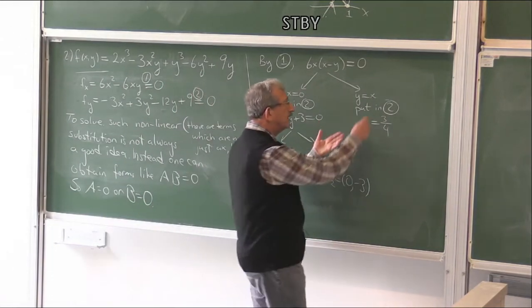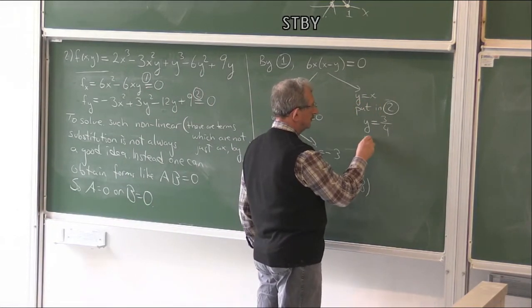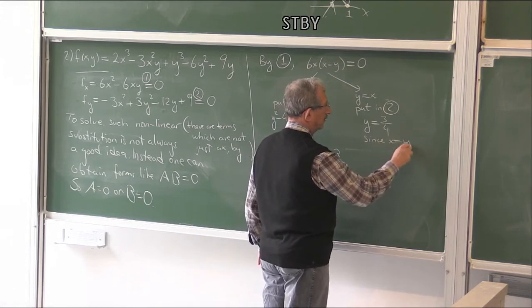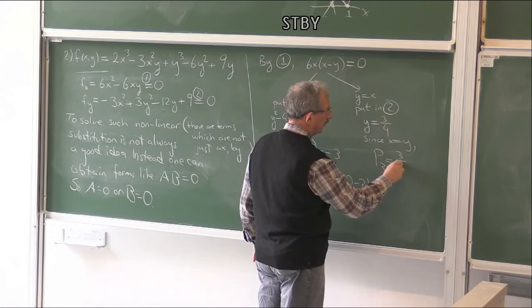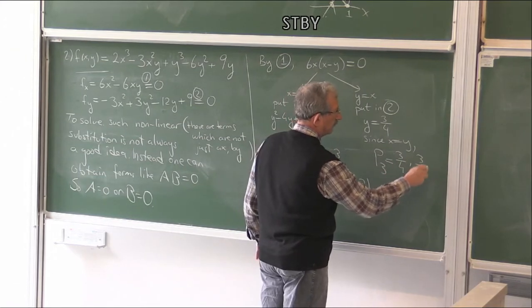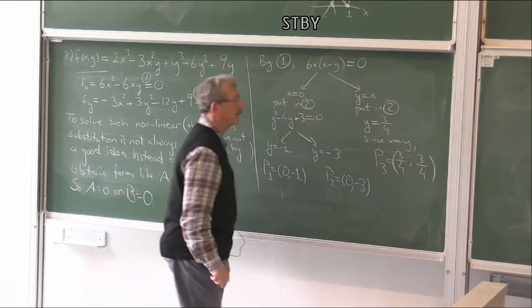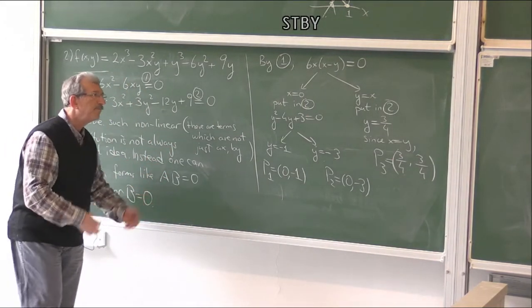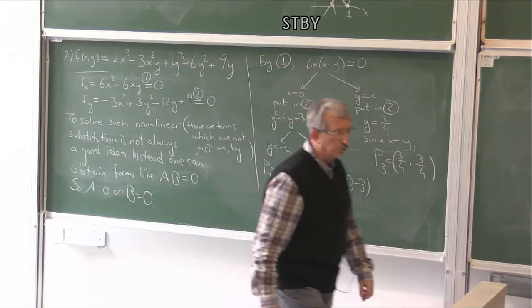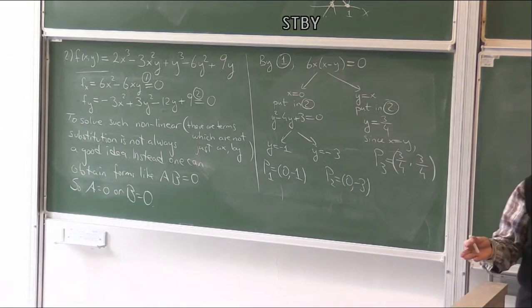Because y is equal to x, we get the point P3, which is 3 over 4 and 3 over 4. There is no other possibility. So these 3 pairs are the solutions. That is, these are the critical points.